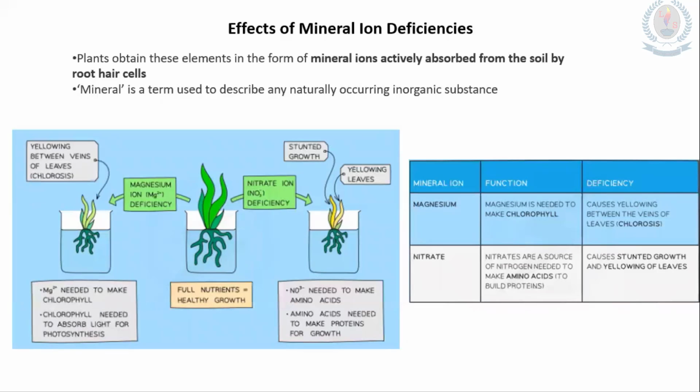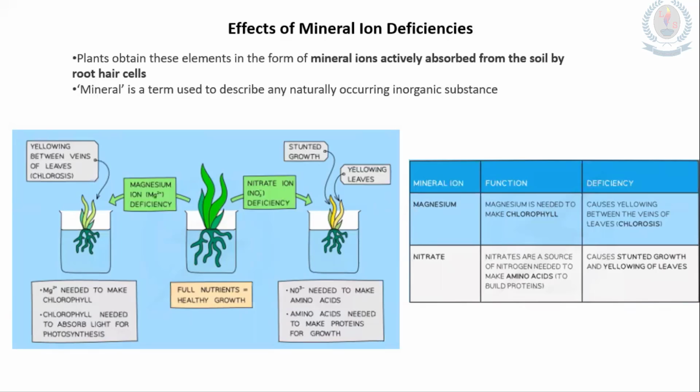Now here you can see 3 beakers containing 3 plants. First one, what are the observations? Yellowing between the veins of leaves. We call this chlorosis. Magnesium 2 plus is required to make chlorophyll, because of which the plants get the green color. Chlorophyll is needed to absorb light for photosynthesis. When magnesium ions are deficient, the leaves turn yellow.